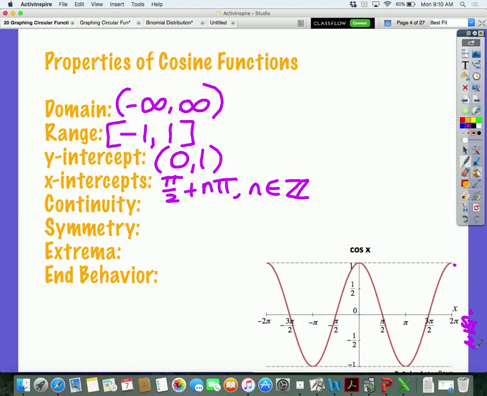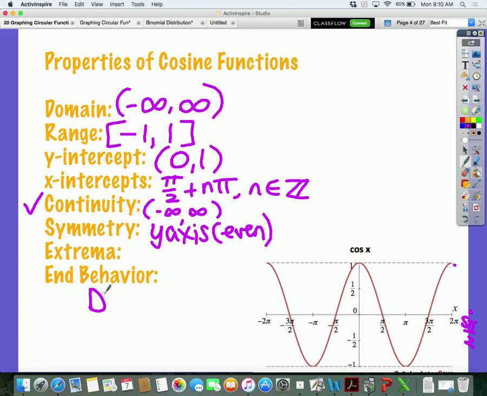Is it continuous? Yeah. Symmetry is the y-axis, which means what type of function is it? Even. Julie's already told us that our end behavior is not going to exist, because it's going to do what? Oscillate. It's going to oscillate in between negative 1 and 1.